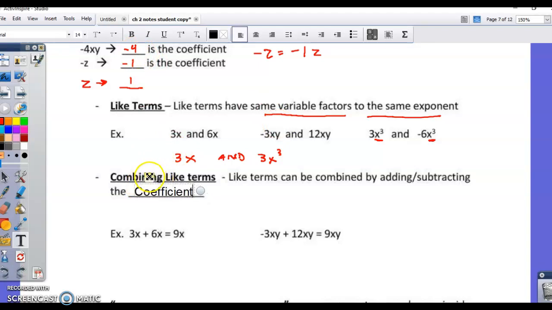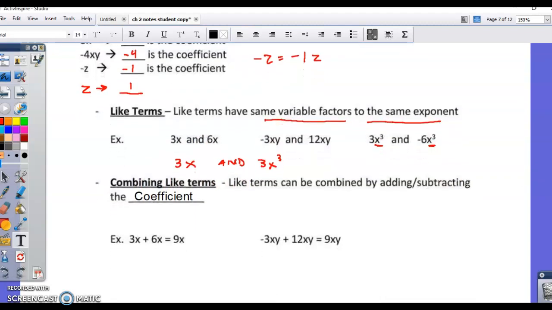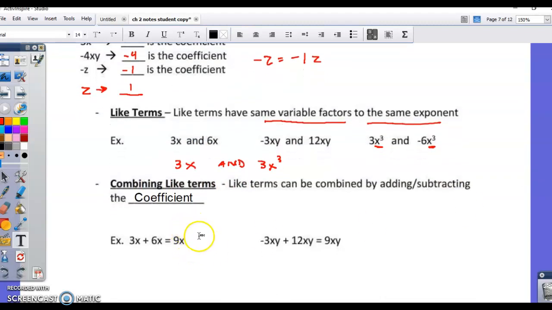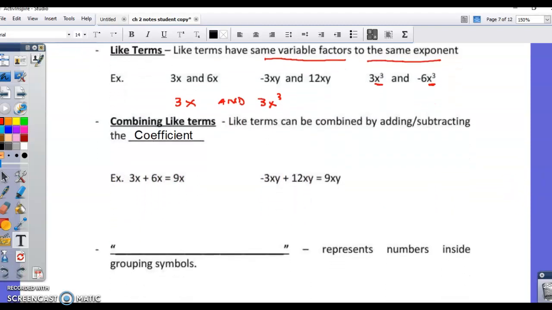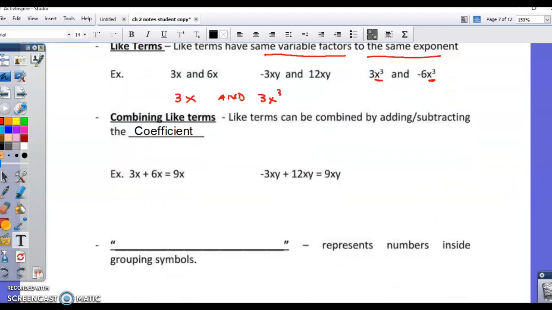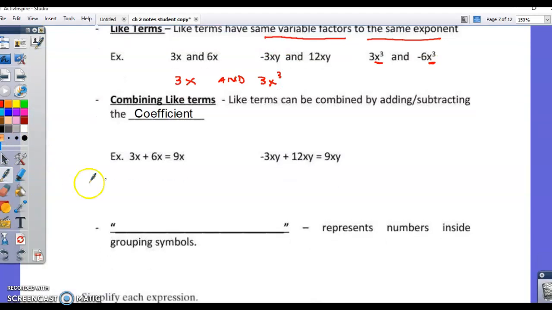So we can add and subtract the coefficient. Did I spell that right? Once we can identify those, when I look at these two problems in these examples right here, I have a 3x and a 6x. Now again, we've talked about looking at a problem in terms of terms. I have a 3x and a positive 6x. So the way I want to think of this is 3 plus 6, and that equals 9, and then our variable goes with that term.